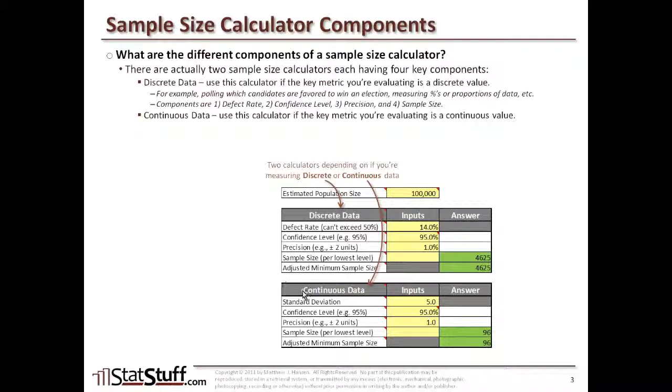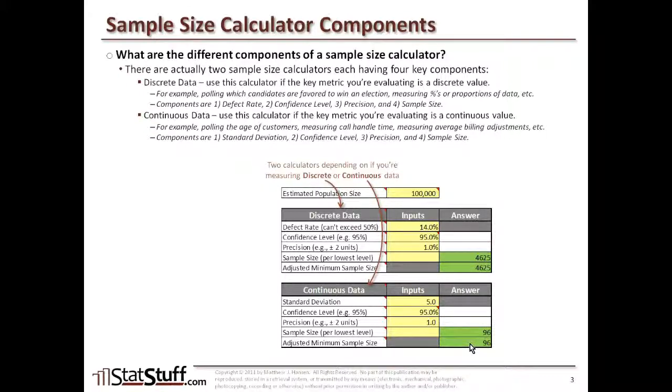The other type of calculator is the continuous data calculator, the lower portion here. So this is if you have continuous type of data, also called variable type of data. Now if your data is like that, then you're going to find yourself using that particular type of calculator for determining the sample size or whatever kind of metric you're looking for. So if you happen to be measuring things like the age of customers, or you're measuring something like call handle time, call duration, or the average billing adjustments, something that's in terms of dollars, those are all continuous type of values. And when you have those types of values that you're going to be analyzing and collecting a sample for, then you're going to use this lower calculator that's associated for the continuous data. Now the components of this particular calculator are the standard deviation, confidence level, precision, and also the sample size.